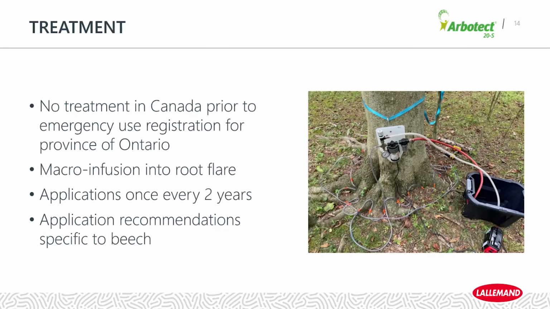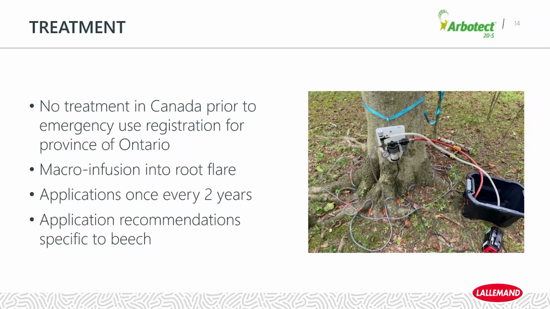So before the emergency use came through, there was no prior treatment available for beech leaf disease in Canada. And Arbortect itself is applied through the macro infusion system into the root flares. And so essentially what this means is that it's a relatively large volume of solution that's infused at a very low pressure into the root system, and then that gets translocated up through the conductive tissue of the tree and into the canopy as well for an even and complete dispersal.